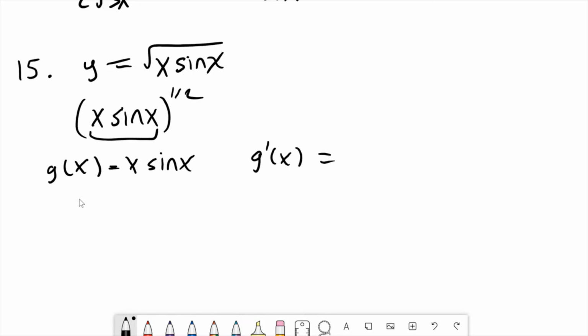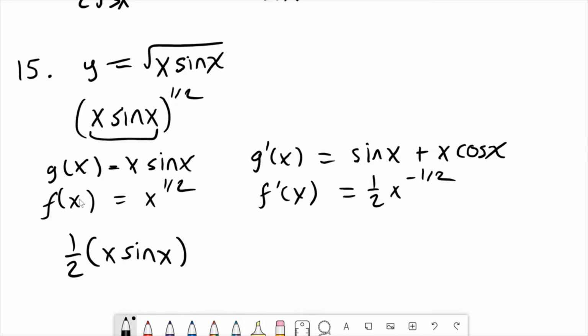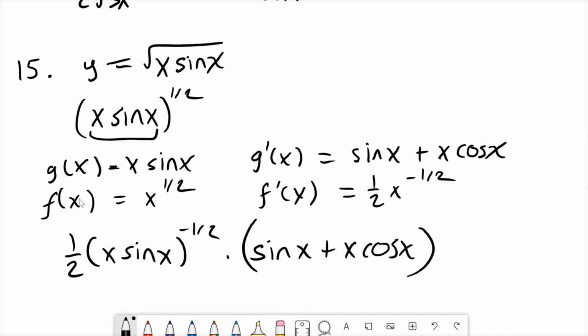So that means g prime of x is equal to, now you apply the product rule. I'm just going to go through this fast. Derivative of the first, keep the second the same, and then keep the first the same, derivative of the second. And then the outside is x to the 1/2, which means the derivative of the outside is 1/2 x to the minus 1/2. And then we just fill it in. 1/2 x sine x to the negative 1/2, and then fill in the sine x plus x cosine x. And that's it. That's it for this video.